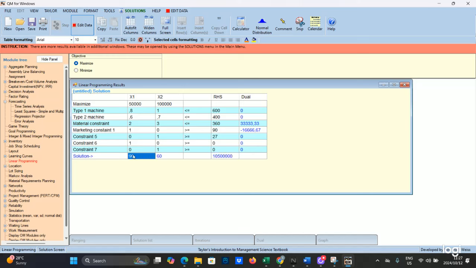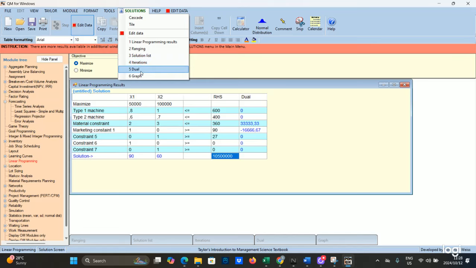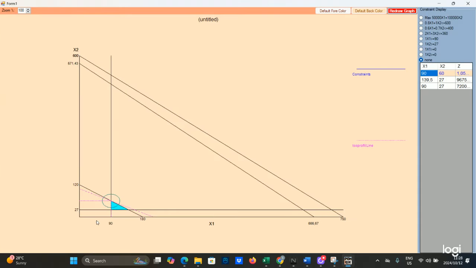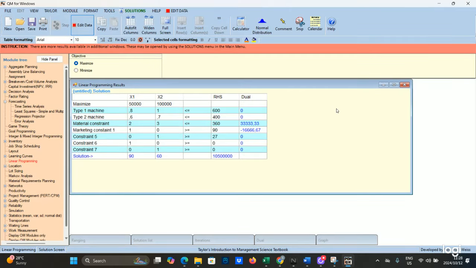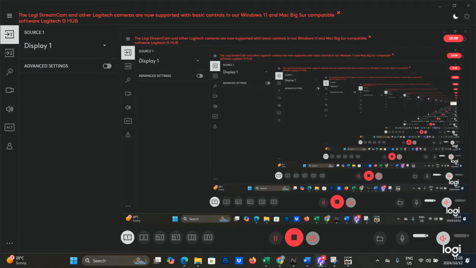You look at how much of X1, the cars, you should produce, how much of X2 you should produce, and how much profit will result, and then you are done. One thing you can also do to verify is check against your graph, where they did an extrapolation of the solution. As you can see, it's 90, and they didn't indicate this point here, but you can see it's in your feasible region. So that's how you formulate a linear programming model using QM. Thank you.